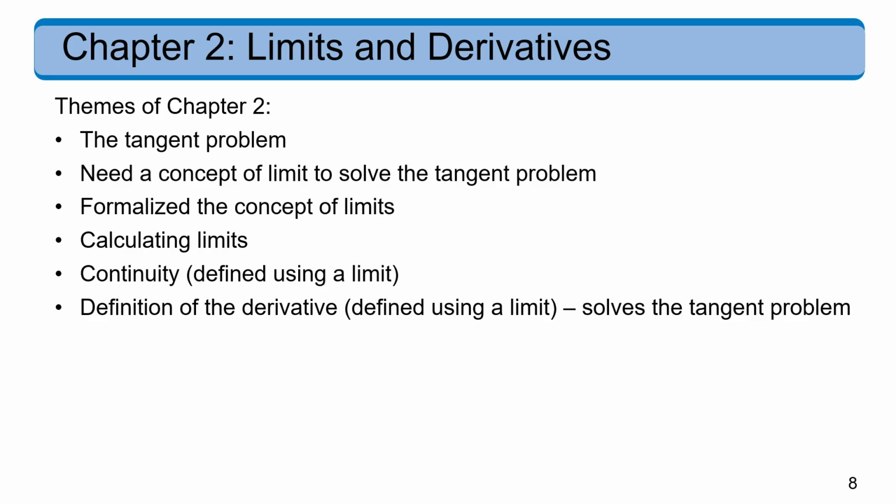Next, we moved back to our tangent problem. Now that we had this concept of a limit, we can solve the problem, and the formula we arrived at that solves the problem is so widely used that we gave it a special name, and that's the derivative. So we defined the derivative to be a particular limit, right? It was a limit of a difference quotient. And we now had the solution to the tangent problem with this new derivative, which is defined using a limit.